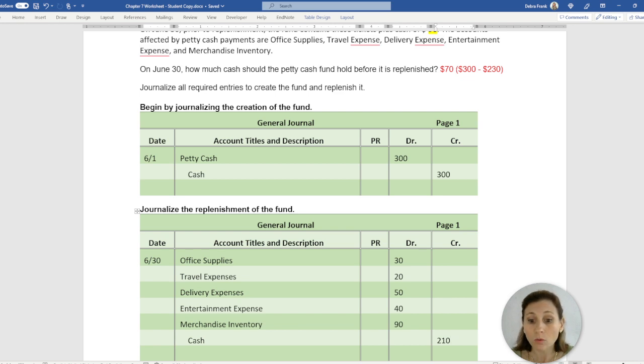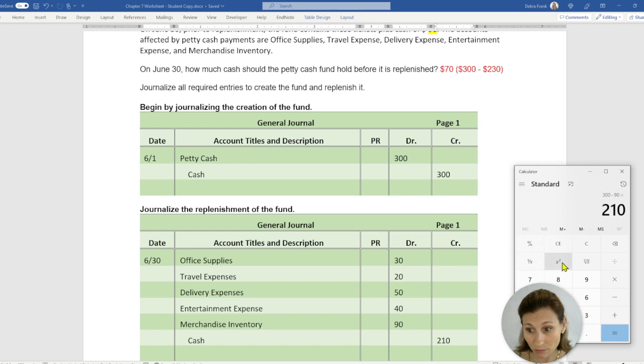Okay? Well, our journal entry doesn't tie, right? Our journal entry does not have debits and credits equal, and we know we need to account for this overage. So we have 300 plus the 20 plus the 50 plus the 40 plus the 90, right? That's the 230. We have a debit total of 230 and a credit of 210, so we are over by $20. We need an additional credit for $20.